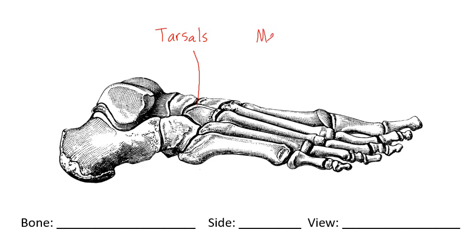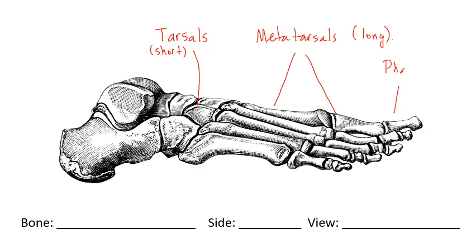And then we have our metatarsals. They are long bones. Our tarsals, we pointed out in the same way that we talked about our carpals, they're short. And then we have the phalanges. Same as the fingers, they are tips, and they're a type of long bone as well.